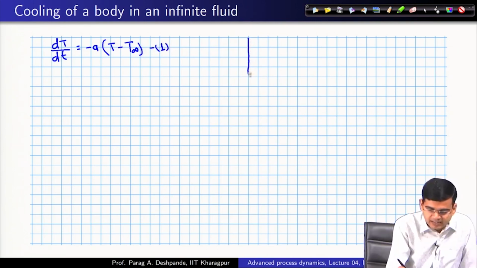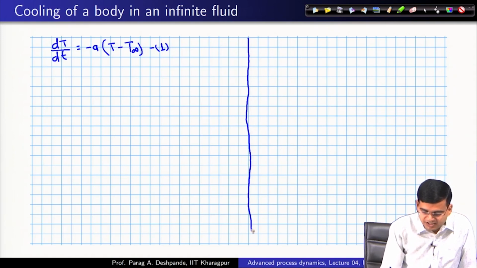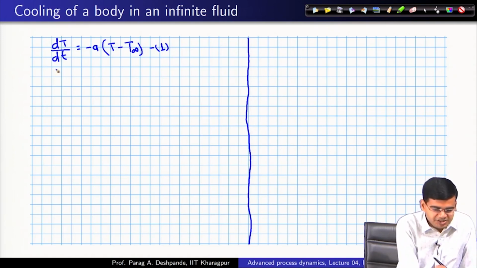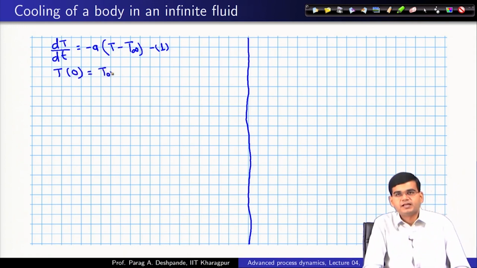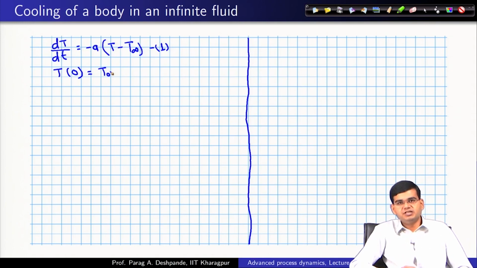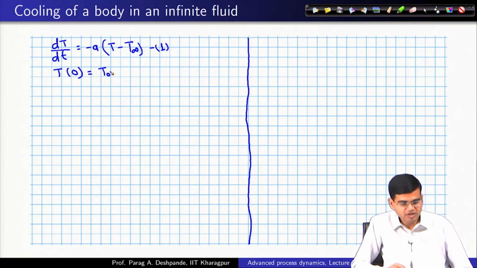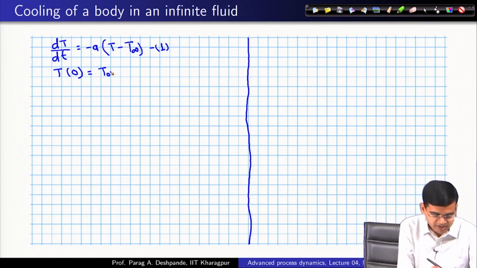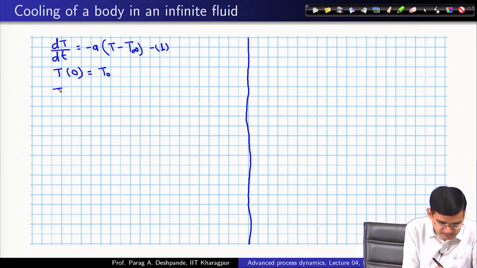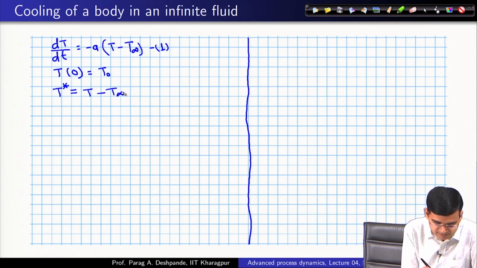Okay. This is our model equation, and the initial condition which has been given to us is T of 0 is equal to T subscript 0. This is the initial condition which has been given to us. Now, to solve equation 1, what I will do is I will introduce a new variable and I will say that T star is equal to T minus T infinity.